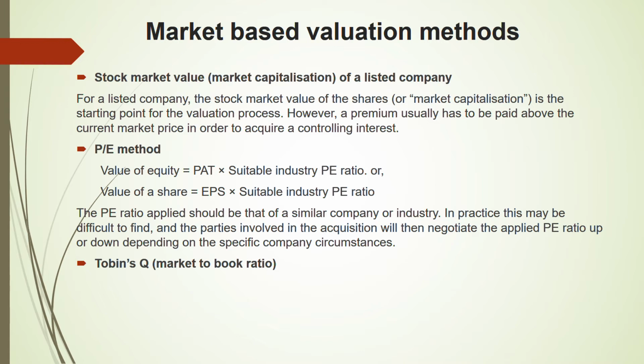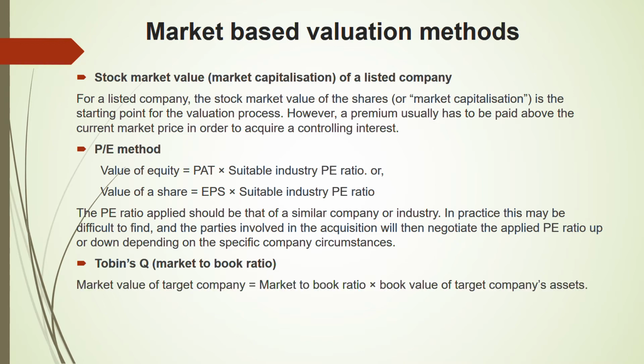Okay. So market to book ratio. This is how you find out the market value of the target company. Usually they will give you the ratio. That ratio will be given to you, and into the book value of the target company's asset. Book value will also be given to you. So you just multiply and find it.